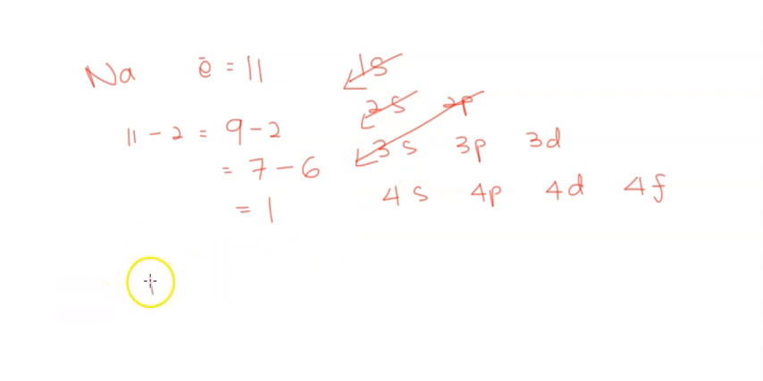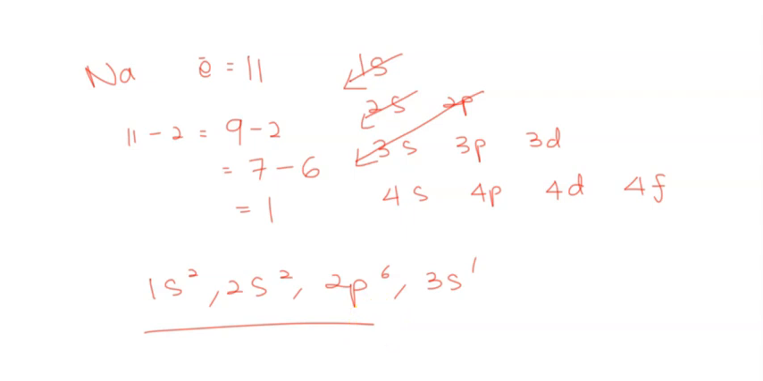So the configuration is 1s2, 2s2, 2p6, and 3s1. This is the configuration for sodium.